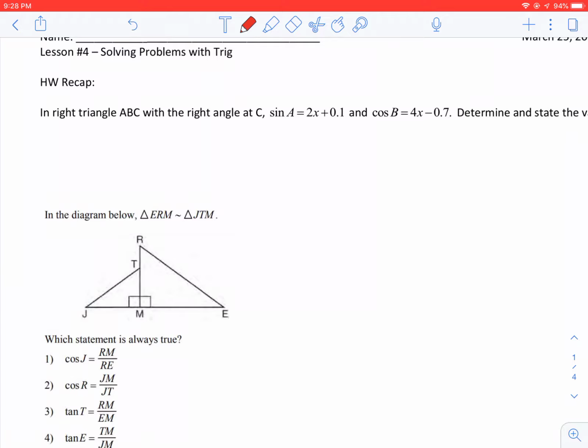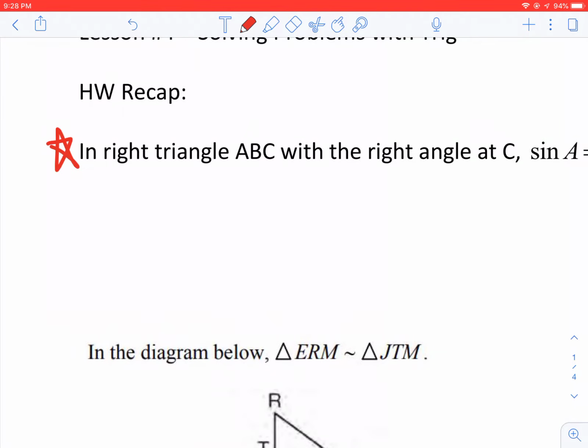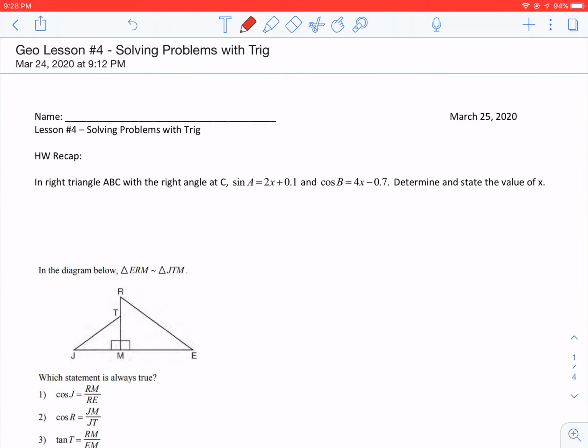Alright, so this first one. Oh man, this first one. Only a select few people got this first one correct. And you had access to your notes and all internet resources. You had 2 days to do this. And I think only 4 people that submitted so far got this one correct. So let's take a look.